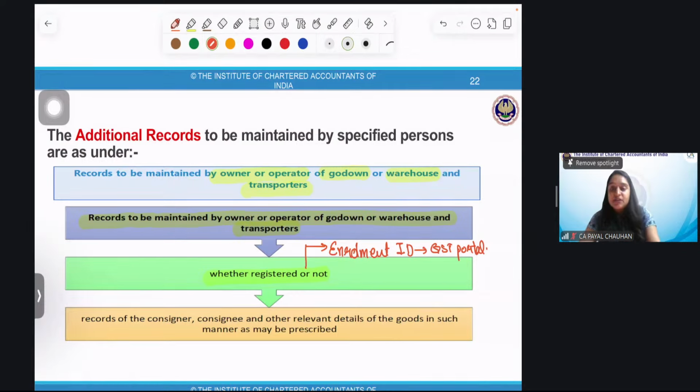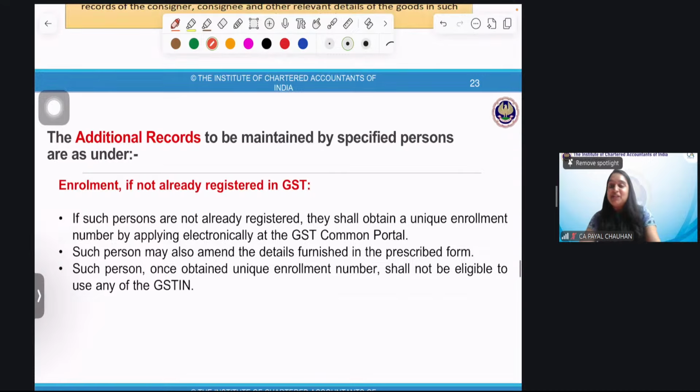Now, records of the consigner, consignee, and other relevant details of goods. It could be found on the Board of Studies site, right? So, goods in such manner as may be prescribed. Now, additional records to be maintained by specified person are as under.